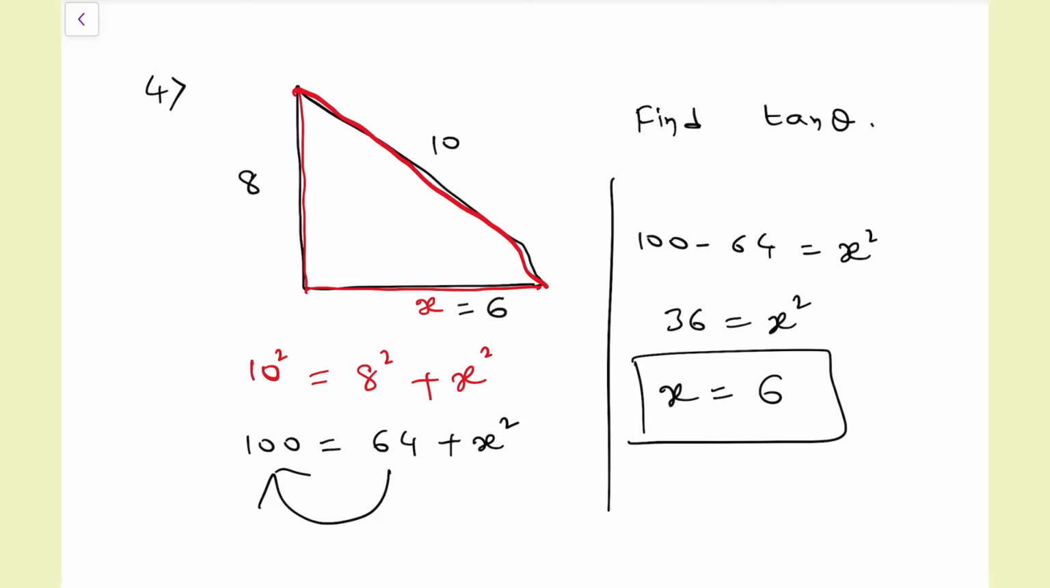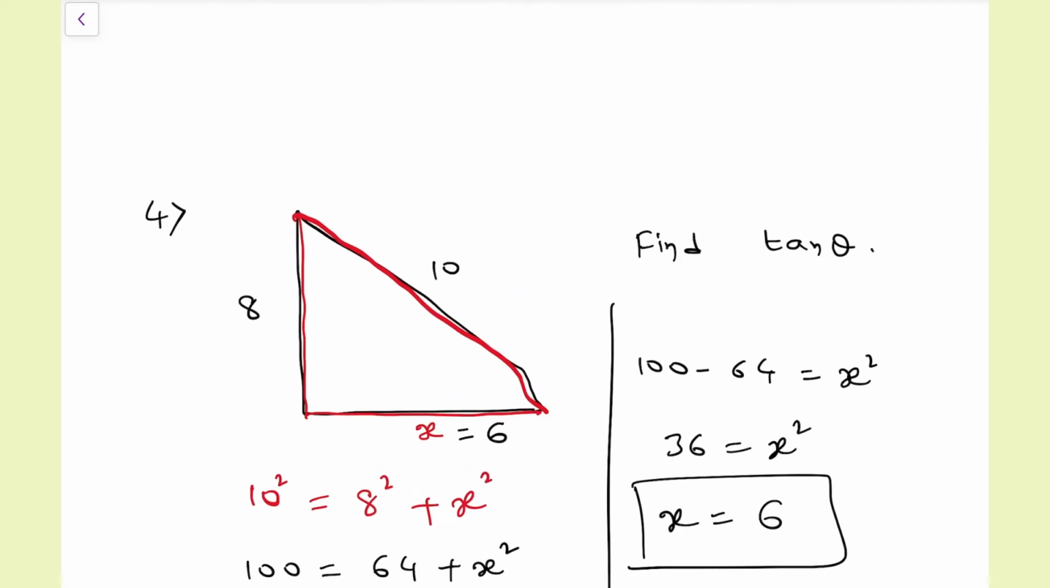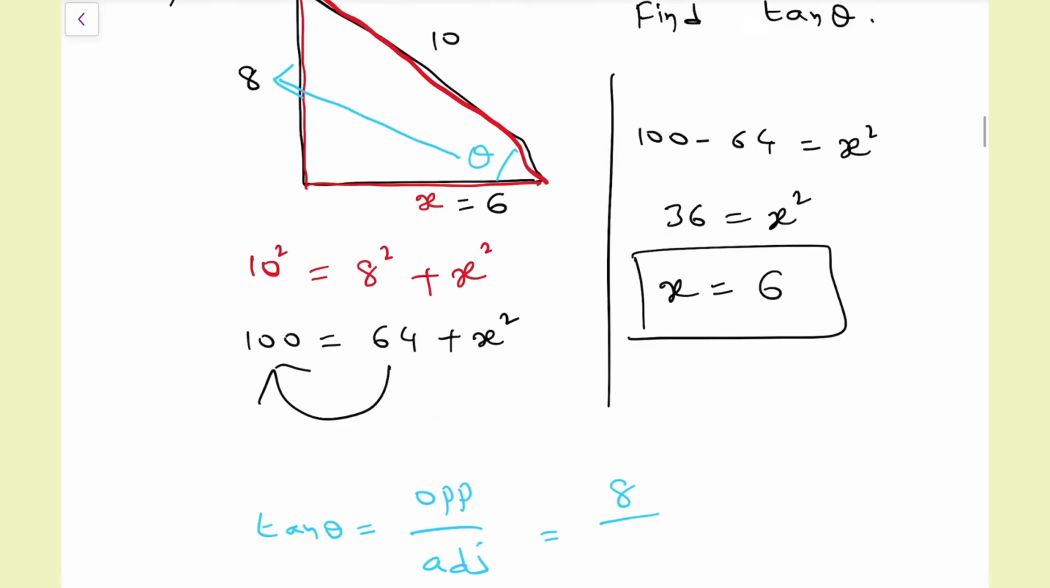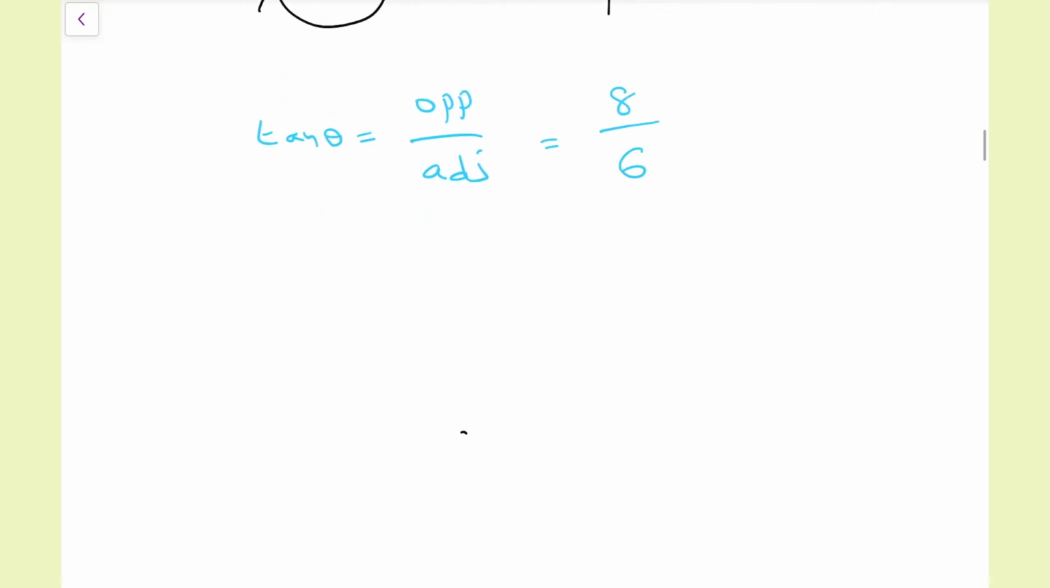Then in the question he is asking us to find out the tan theta, right? So what is the formula for tan theta? Opposite side to theta divided by adjacent side to theta. For this theta, actually theta is missing in the figure, sorry for that. So theta is here. For theta, opposite is 8 divided by adjacent is 6. So tan theta value is 8 by 6. Here simplification is possible. 2 fours are 8, 2 threes are 6. So that will be 4 by 3.